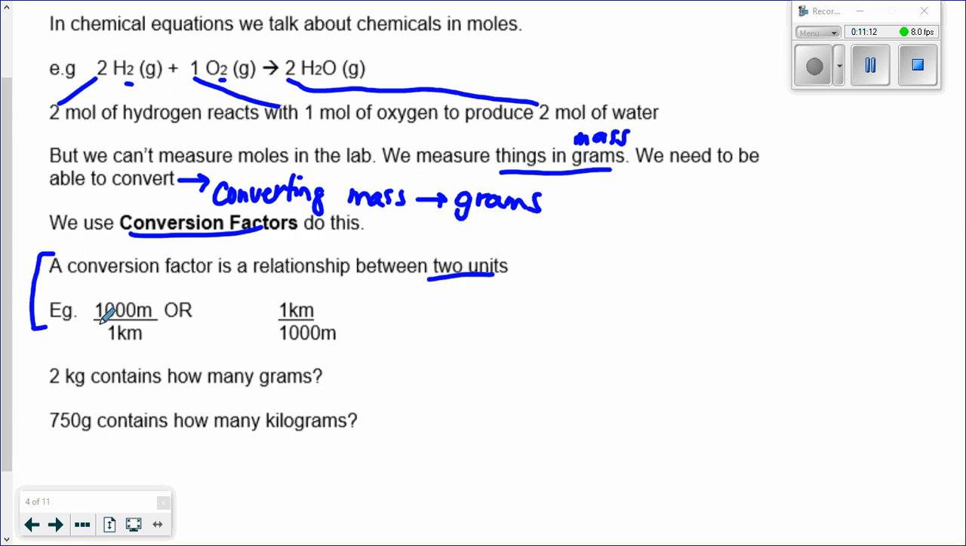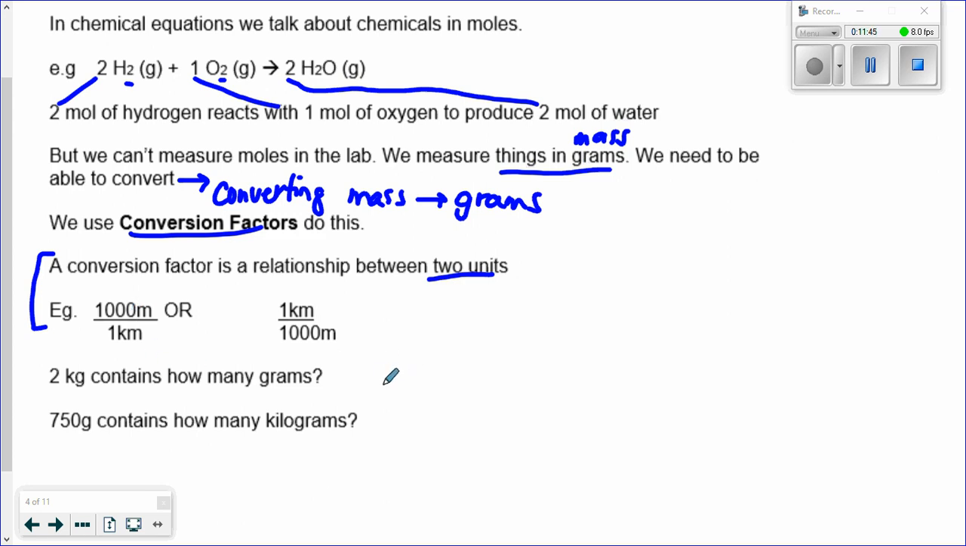We quite often set them up as a fraction. So 1,000 meters over 1 kilometer. These represent the same amount, right? 1 kilometer is the same thing as 1,000 meters. Or we can write it the other way. Having a fraction with two things that represent the same amount, 1,000 meters and a kilometer, represents 1, since it's the same thing.